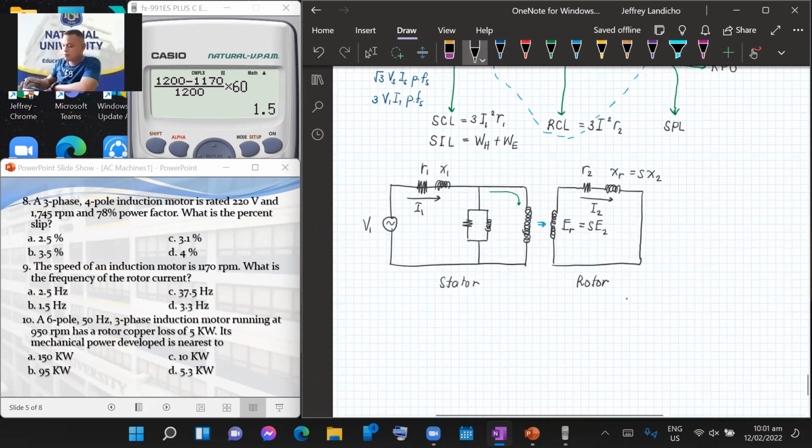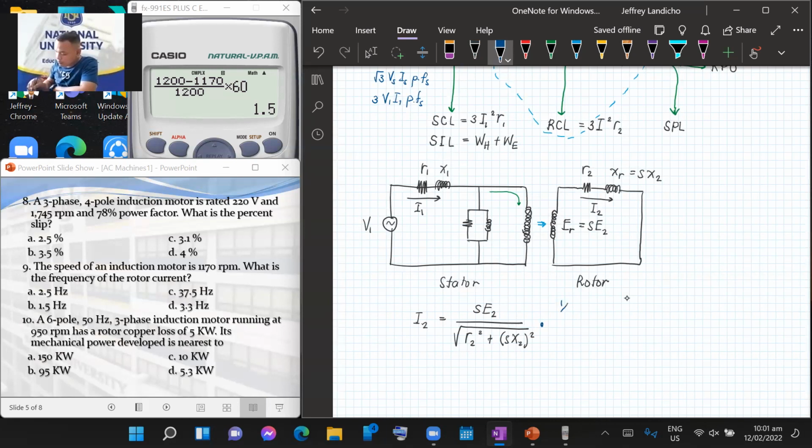developed. So, paano yun? So, tulad nga kanina, pag kinuha natin si rotor current, ano yung rotor current? No? S multiplied kanina into E2 over R2 squared plus S X sub 2 squared. So, simplified natin ito. Palabasin natin yung equivalent resistance ng ating power developed.